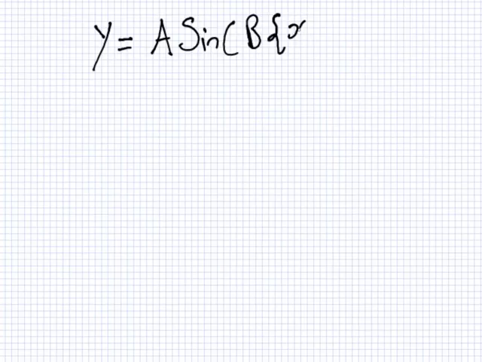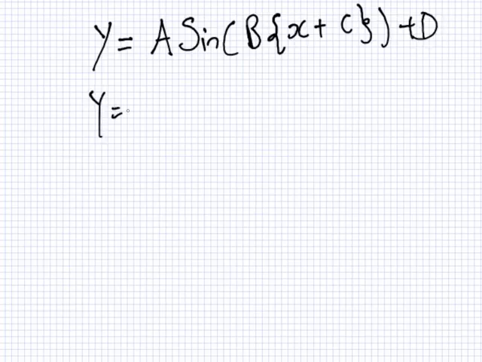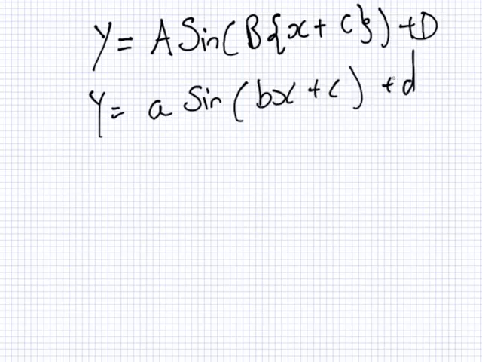So what we're going to have a look at is how to draw graphs of this form: A sine B, another bracket, x plus c, close bracket, plus d. Or sometimes it can be written like this: a sine bx plus c plus d. Now, I know it doesn't look like there's much of a difference, but there's actually an important difference.